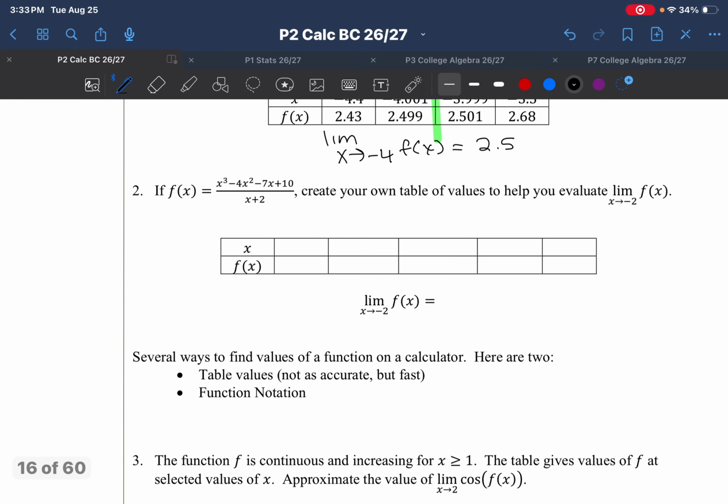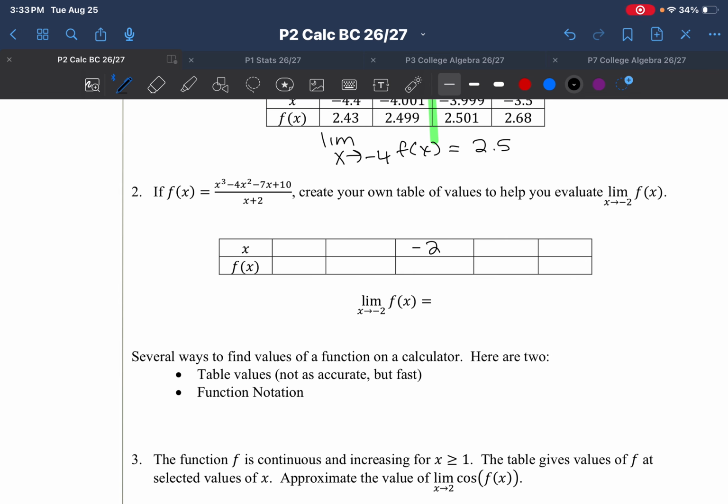Number 2 says if f of x is equal to x cubed minus 4x squared minus 7x plus 10, all divided by x plus 2, create your own table of values to help you evaluate the limit as x approaches -2 of f of x. The first thing I'm going to do is put -2 in the middle of my table, because that's the value I'm trying to find. If I plug in -2, I get something undefined. Why? -2 plus 2 gives me 0, and I can't divide by 0.